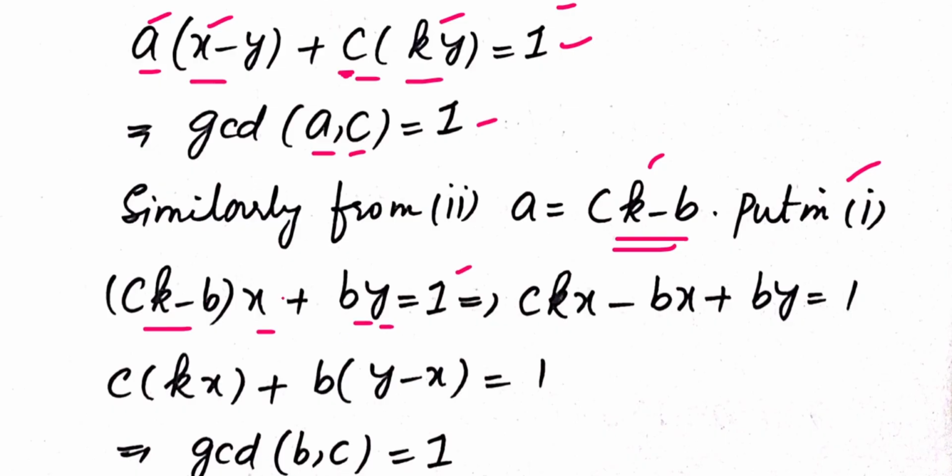Multiply x, we have Ckx minus Bx plus By. From these two terms, we take B as common. We have C times kx plus B into (y minus x) is equal to 1. This is again the linear combination of C and B, which is equal to 1. Hence, the GCD of B and C is equal to 1. That is, they are relatively prime.